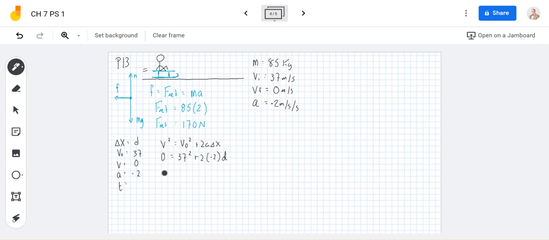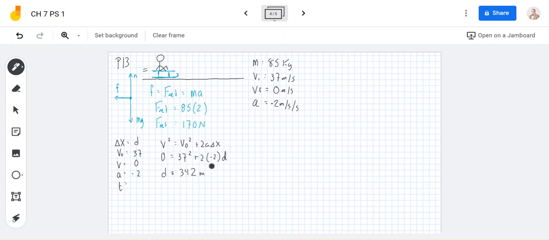So I'm going to solve for d. D is equal to, and we'll round a little bit, 342 meters. So that's one way to get this, easy way.